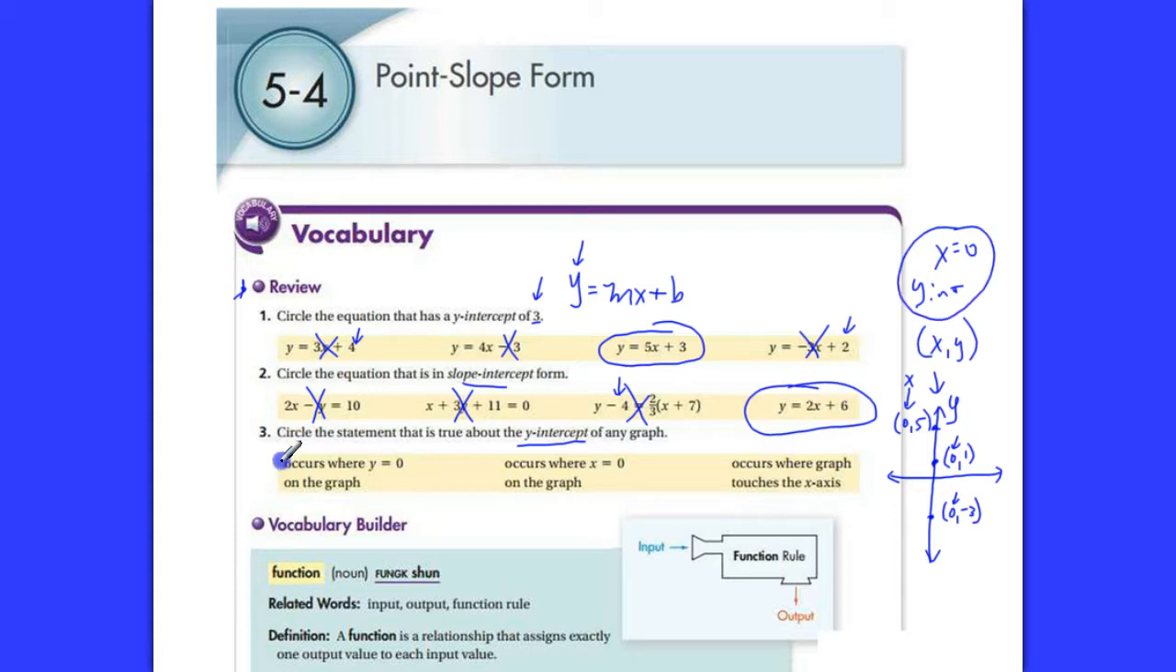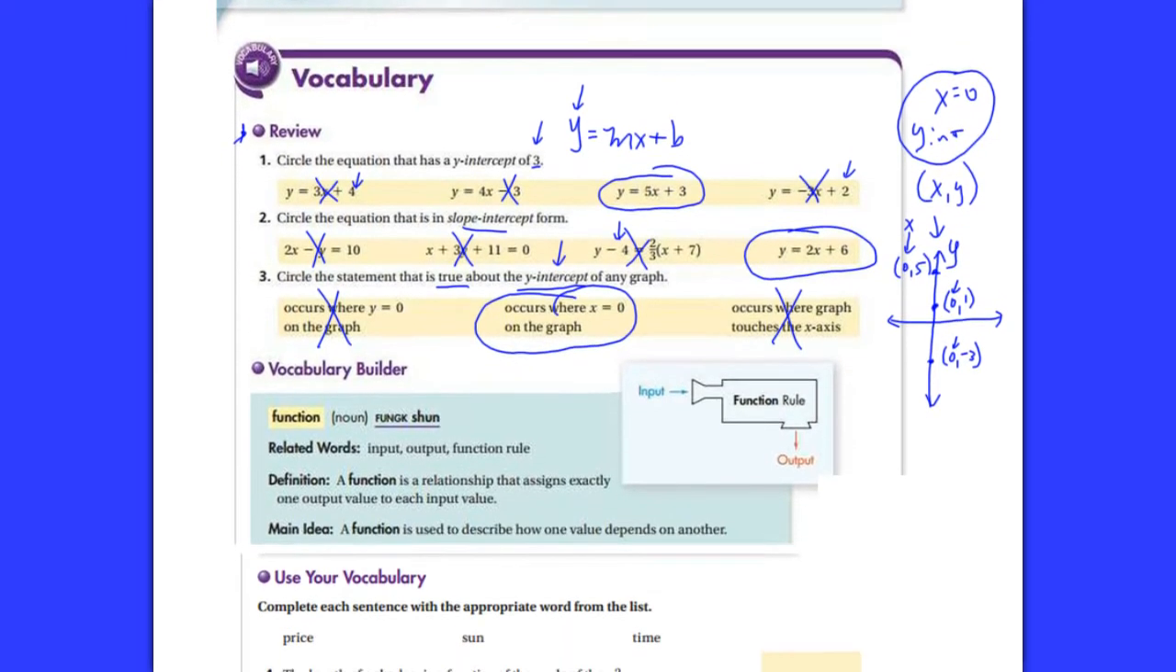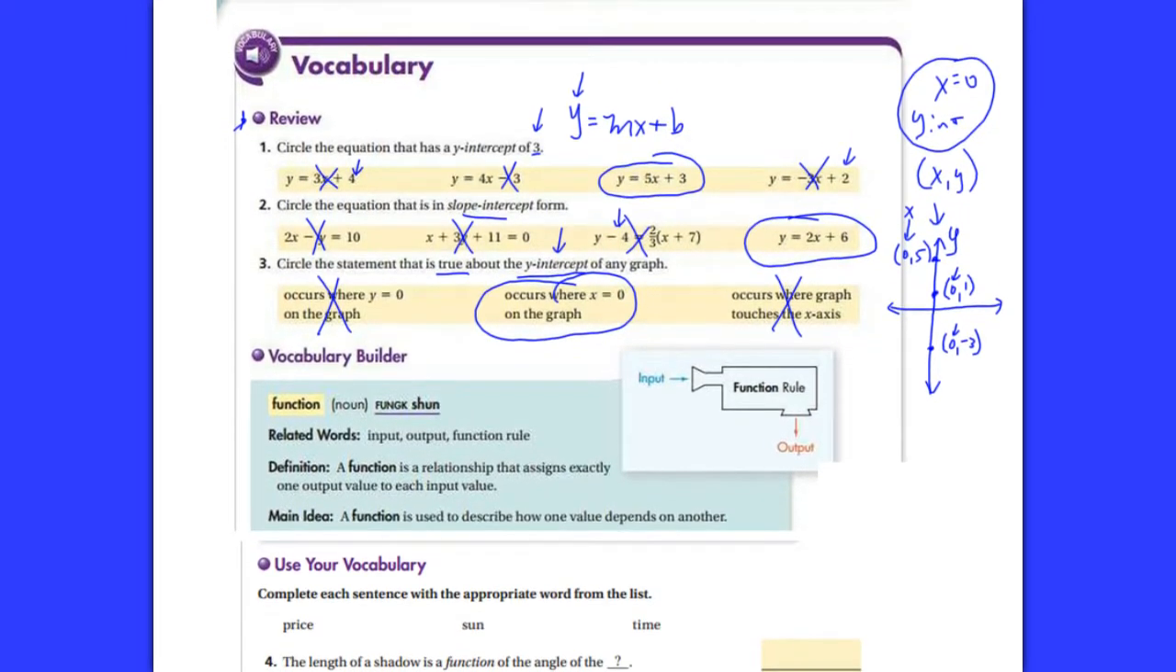So it says circle the statement that is true about the y-intercept. Does it occur where y is equal to 0? Well, no, that's actually the x-intercept, where y is 0. Occurs where x equals 0 on the graph. That is true, as I showed you in the example. And the third says occurs where the graph touches the x-axis. No, we want it to touch the y-axis. So the middle one is the only one that is true.